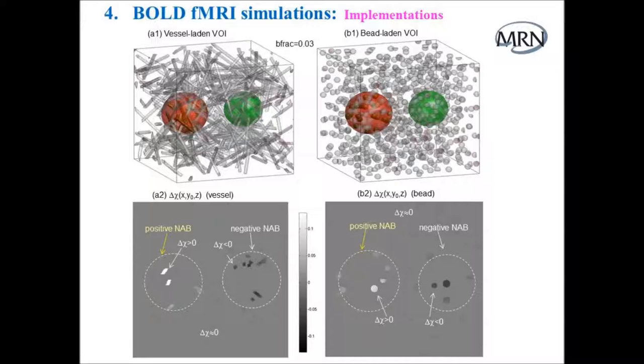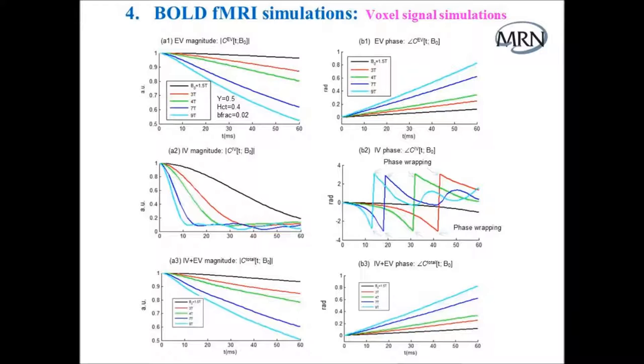In simulation, we can configure the brain, we can use the vessel, we can use the bead, to define the local chi change, and outside it is almost zero. The change is just in this region, positive change and negative change. This is a single voxel simulation. I mean, just look at a single voxel: inside the voxel there's a chi change, and we get the signal with respect to TE.